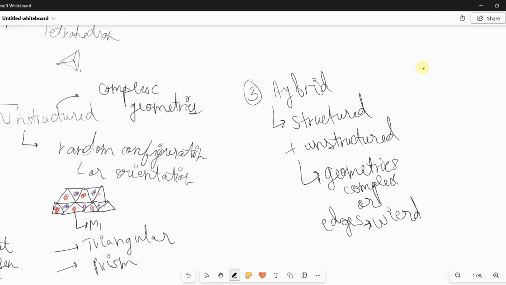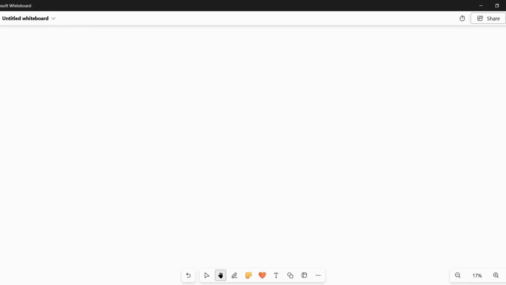For the core, something like this, I can just make a square here. I can do this as structured, suppose a quad, and then here I'll go with unstructured on the outside. This is your hybrid mesh. These are the three types of meshes that are important to understand, and hopefully all of you have understood what it means. Now we'll touch on two other smaller types.